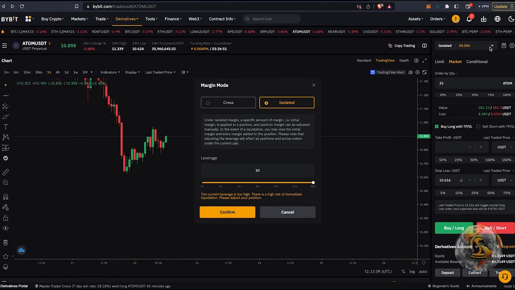Now, finally, you have margin mode. There are two types of margin, one which is cross, one which is isolated. The exchange explains this, and every exchange will, but I want to explain it in simple terms for you. So here are the types of margin.